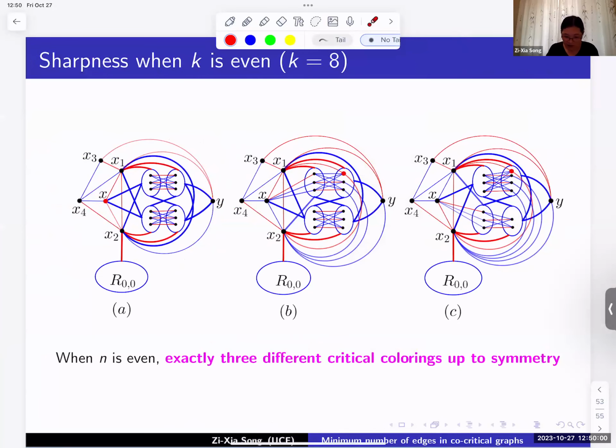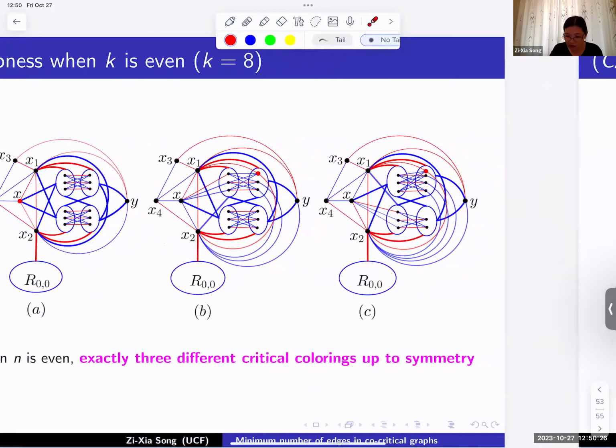This is for when k is even and n is even. I forgot to change the title here. So when n is even and k is even, we have 3 different critical colorings up to symmetry. I have 3 of them.